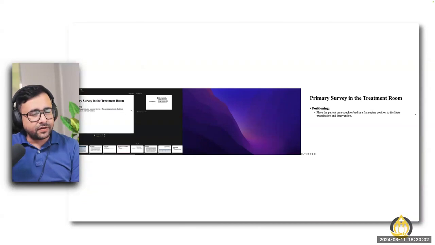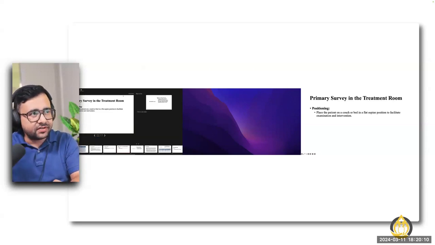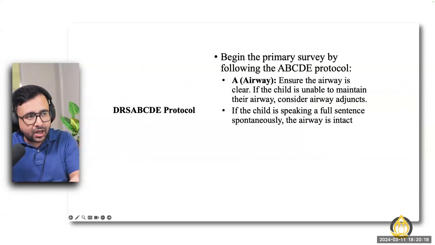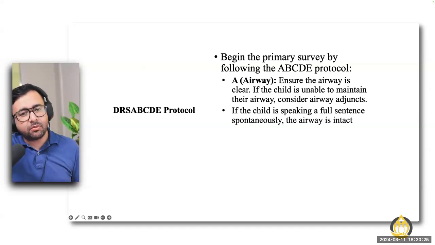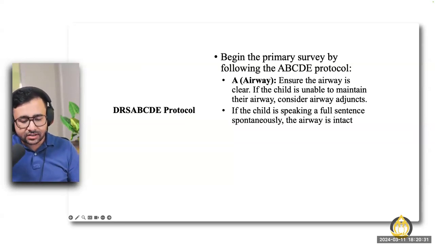The next part of the discussion revolves around what we call the DRS ABCD protocol. So what is the DRS ABCD protocol? This is an emergency protocol that we use whenever we have a child presenting with any case of emergency. That can be anything. That can be a case of chest pain. That can be a case of, let's say, abdominal pain. That can be a case of persistent vomiting. Whenever we feel like there is a case which requires emergency treatment, then during the presentation, we have to say that I would want to approach the case using the DRS ABCD protocol.